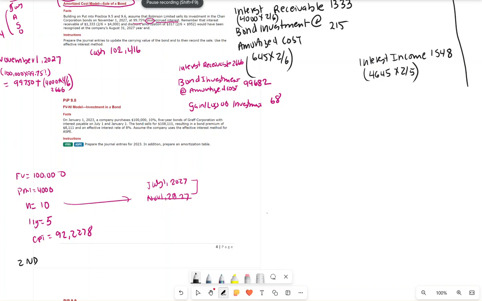Future value 4,000 is your payment, 10 is your N, 5 is your IY. Compute my present value. When you do compute my present value, this will be negative because we made that payment on January 1st 2023. You're going to press the second function on your finance calculator, and then you're going to amortize, which is on top of your present value on the calculator.